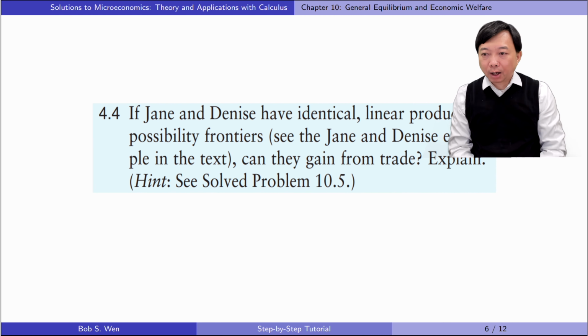Let's answer exercise 4.4. If J and Denise have identical linear production possibility frontiers, can they gain from trade? Explain.